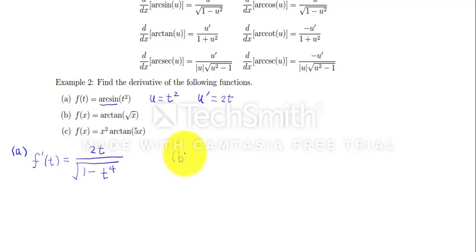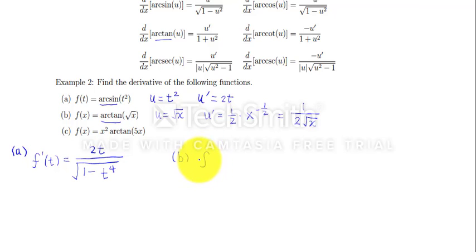Part B, again, we need to identify our u, arctangent right here. Our u in this case is square root of x. What is the derivative of square root of x? Use the power rule. It's x to the 1/2 power. So the power comes down, the power decreases by 1, and we can rewrite it as 1 over 2 square root of x.